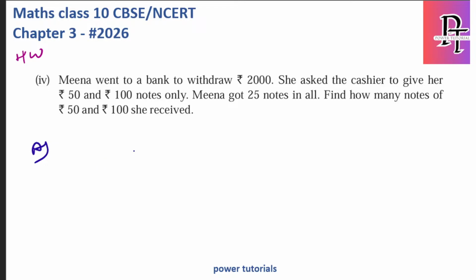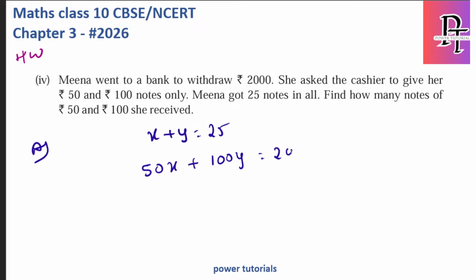Meena went to bank to withdraw 2000. She asked the cashier to give her 50 notes and 100 notes. Meena got total 25 notes. So simply I can say x plus y is equal to 25 in total. We are considering x as number of 50 notes and y as number of 100 notes. Okay, how many types of notes? 50 and 100. So 50 into x plus 100 into y.